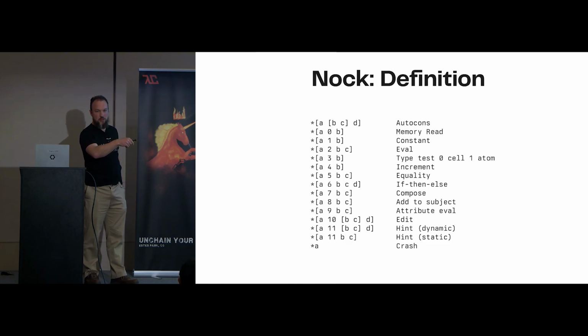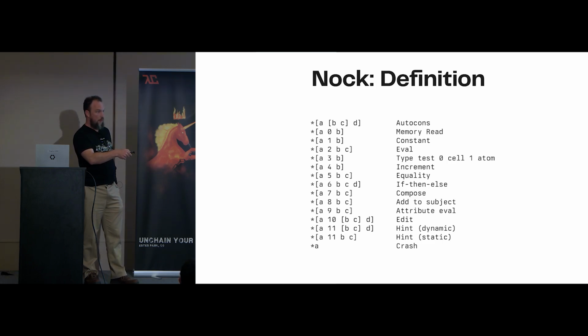We're working with trees here. So when I say memory read, it's a tree read, not an array index. But we have an index into a tree where you just treat the bits of the index as a path through the binary tree. We can write literals into our programs. We have an operation for constants. We have eval. Think JavaScript or Lisp eval.